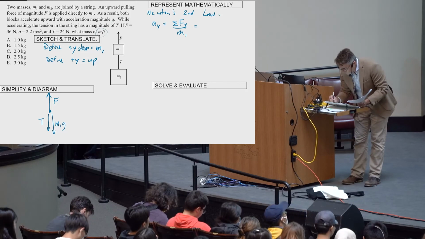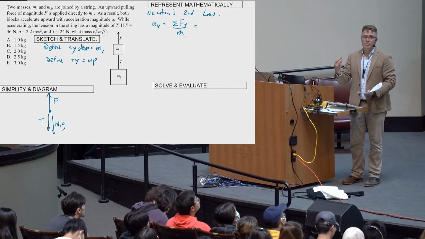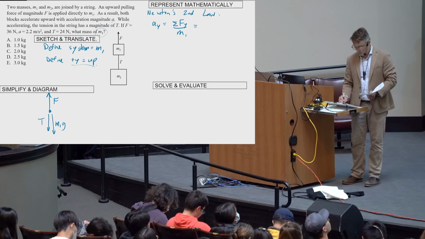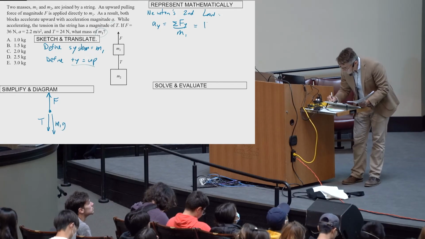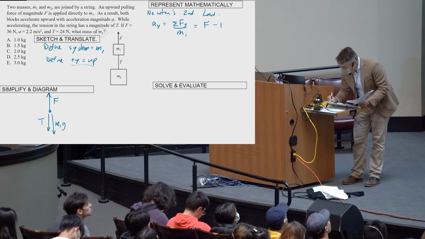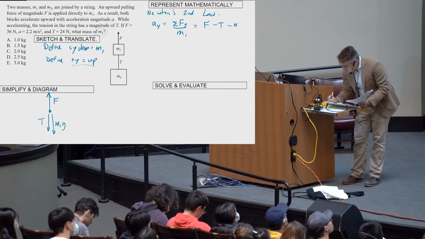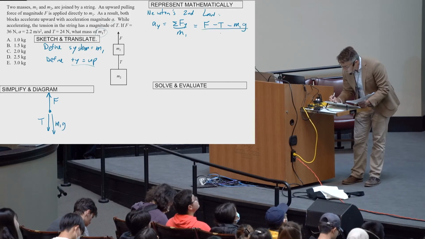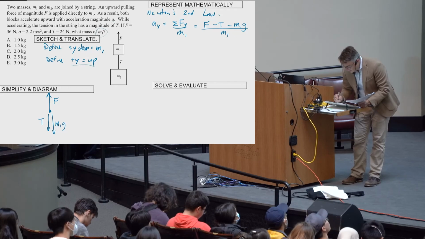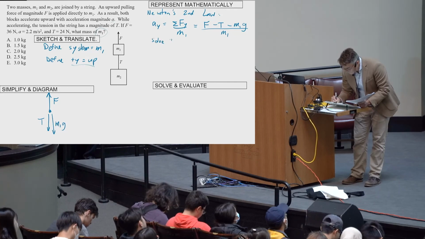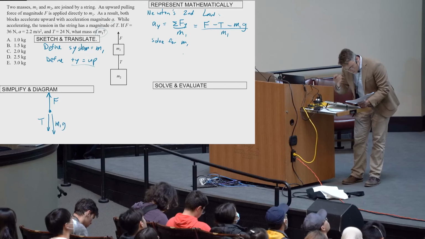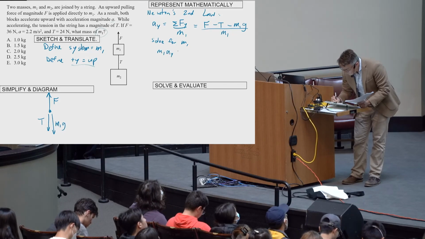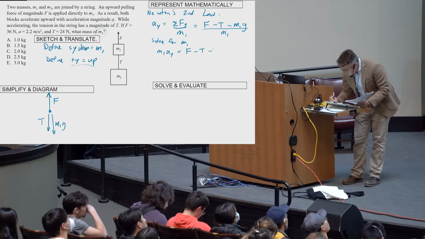So I can write down all these forces. If they're up, I'm going to plus them. If they're down, I'm going to minus them because I defined plus y as up. So F is a plus, T is a minus, M1G is a minus. And then, don't forget to divide by the mass of the system. And then solve for M1, which I have to just do a little bit of algebra now. It's going to be M1 times AY is equal to F minus T minus M1G.